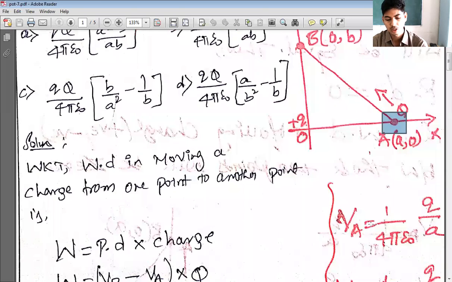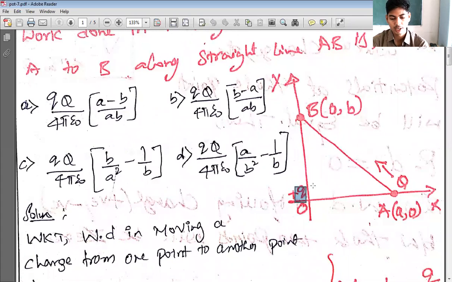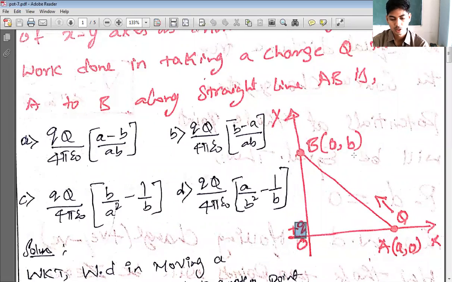Potential at A, VA, is equal to 1 by 4 pi epsilon naught, q divided by, see, the position coordinates of A are (a, 0). The point A is at a distance a from the origin. So potential at A is 1 by 4 pi epsilon naught, q by a. Similarly, you can calculate potential at point B due to source charge small q. Potential at B due to q is 1 by 4 pi epsilon naught, q divided by, see, the distance of B is small b.